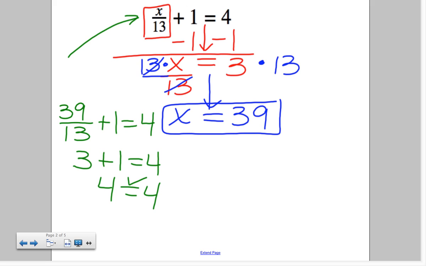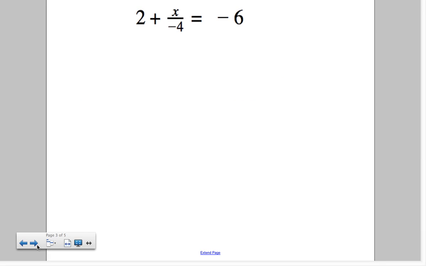Let's move on to the second one. 2 plus x divided by negative 4 is equal to negative 6. Again, box your variable term. And again, I sure hope you see division inside the box. So to get the box, the term with the variable in it, by itself first, we have to get rid of whatever's attached to it. So we have a positive 2 attached to it. And to get rid of a positive 2, hopefully all of you are thinking, let's subtract 2 or put a negative 2 on both sides.